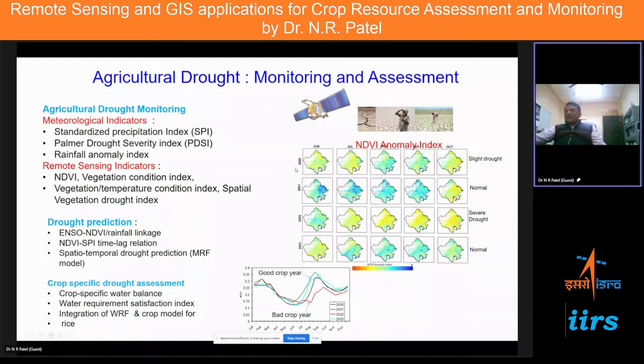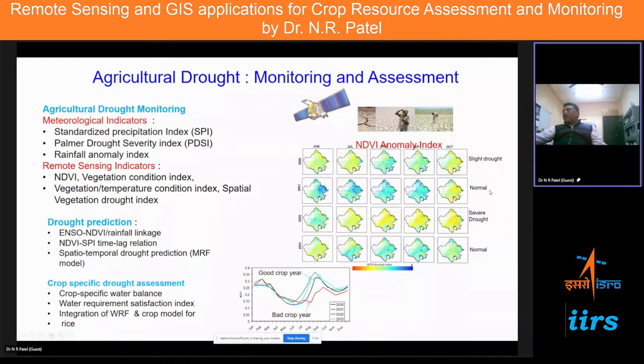So here you can see 2002 and 2003. This is normal: all blue, you see the NDVI anomaly index is positive, which means it is normal. But in 2002, you can see it is all yellow, all less than zero, a negative anomaly. NDVI anomaly is negative, which means in 2002 all months were under drought, from June to almost October. But in the case of 2000, only the first two months, June and July, were under drought.